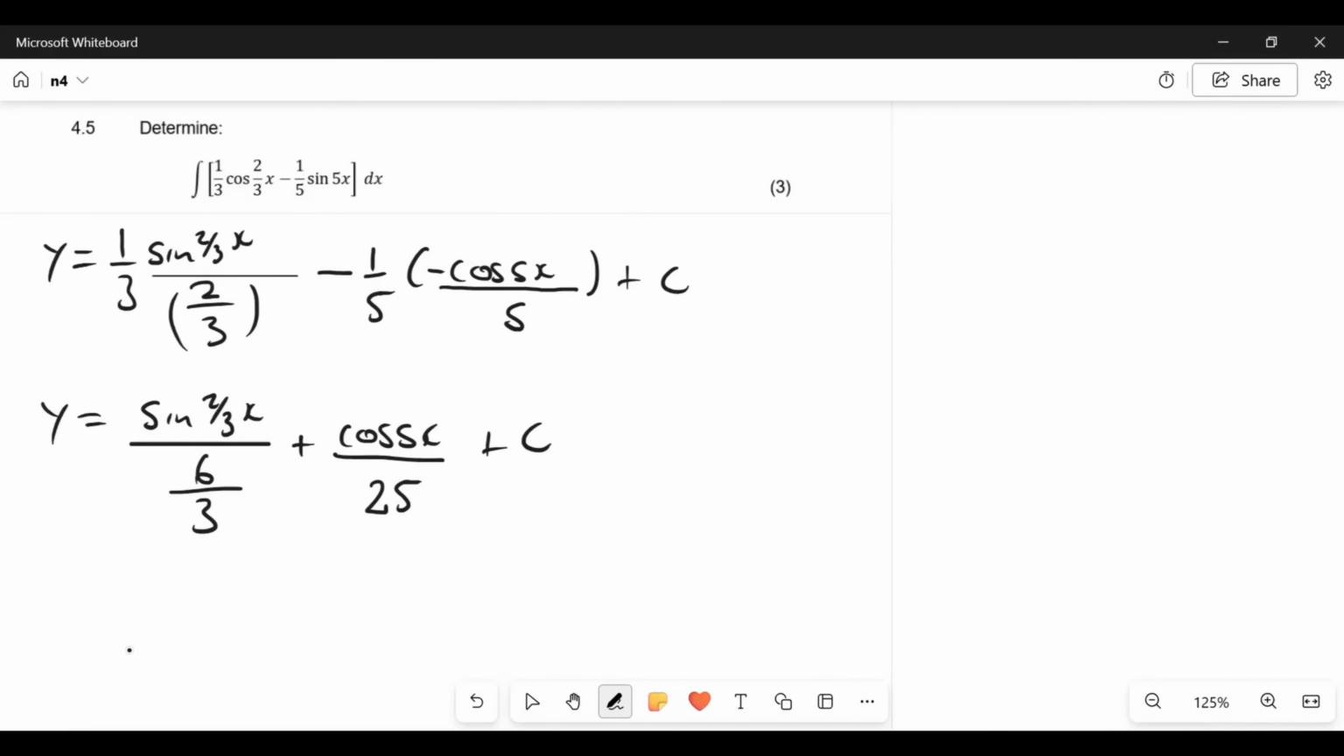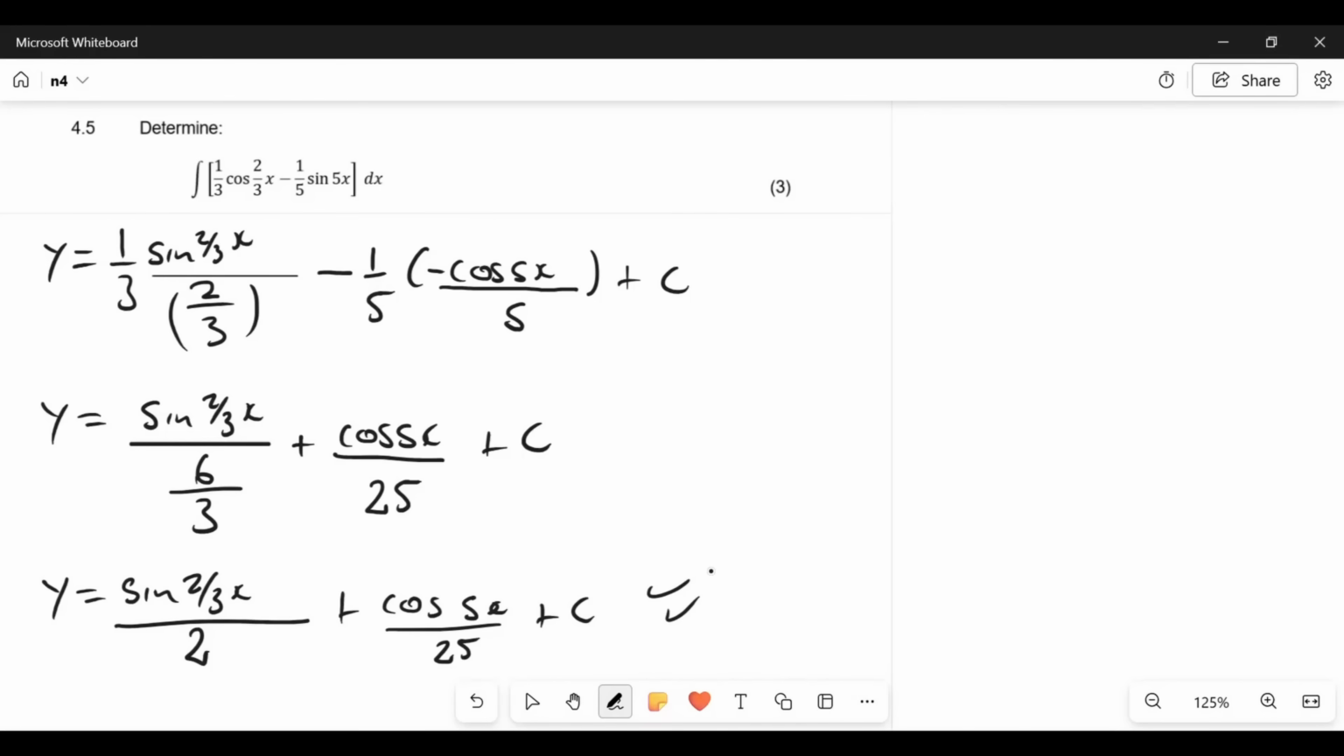So our final answer here is going to be as following. We have y is equaling to sine 2 over 3x divided by, what is 6 over 3? That is going to give us 2 plus cos 5x divided by 25 plus c. So here, this is our final answer for this one.